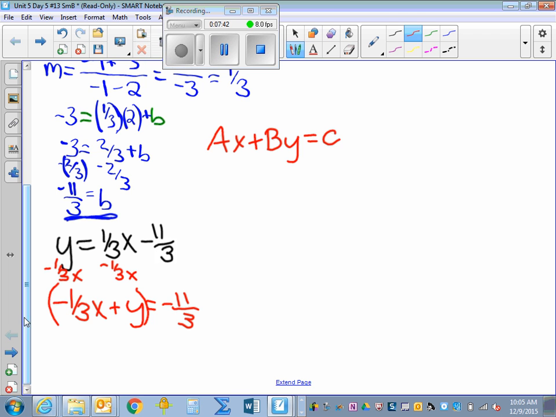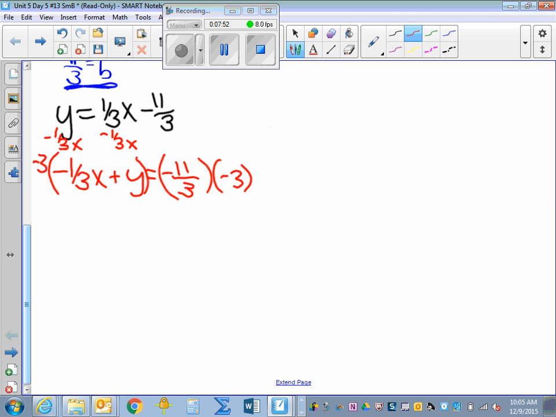And I like what Naman said. He said not just 3, but let's multiply by -3. That'll get rid of my negative as well. You could do that in 2 different steps, but let's do it in 1. Now we distribute this to both pieces. -3 times -1/3 x is just x. -3 times y is -3y. And -11/3 times -3 is positive 11.